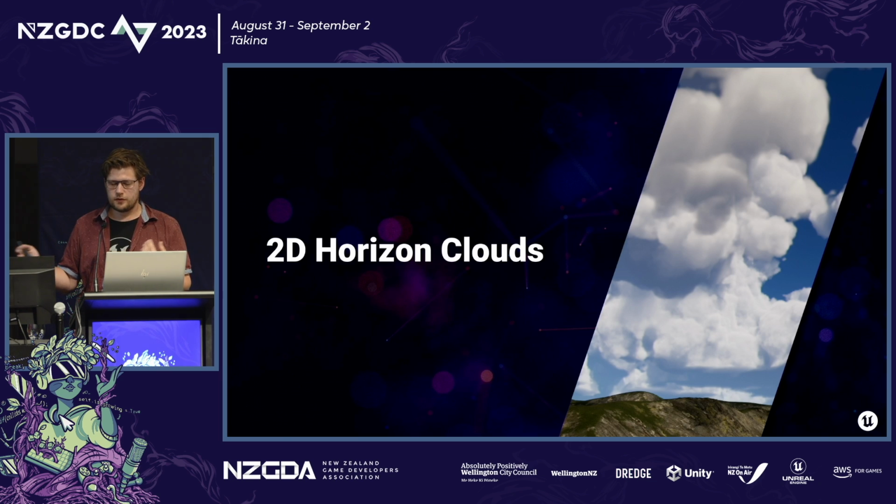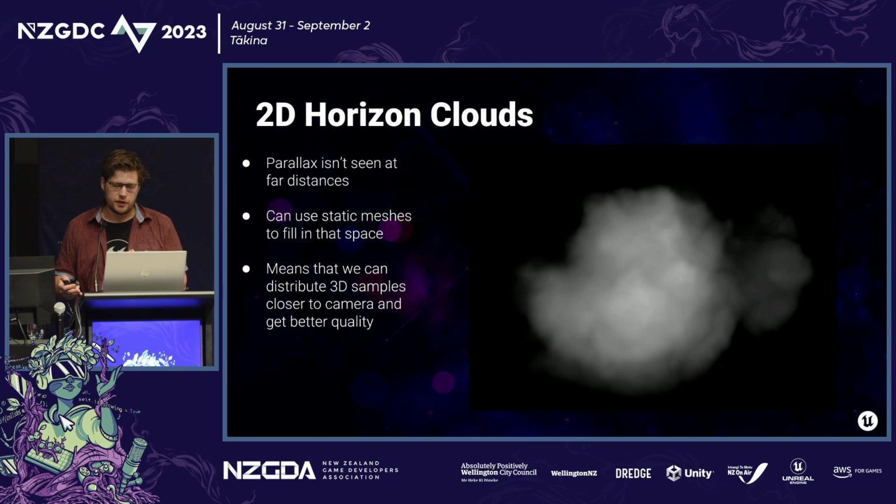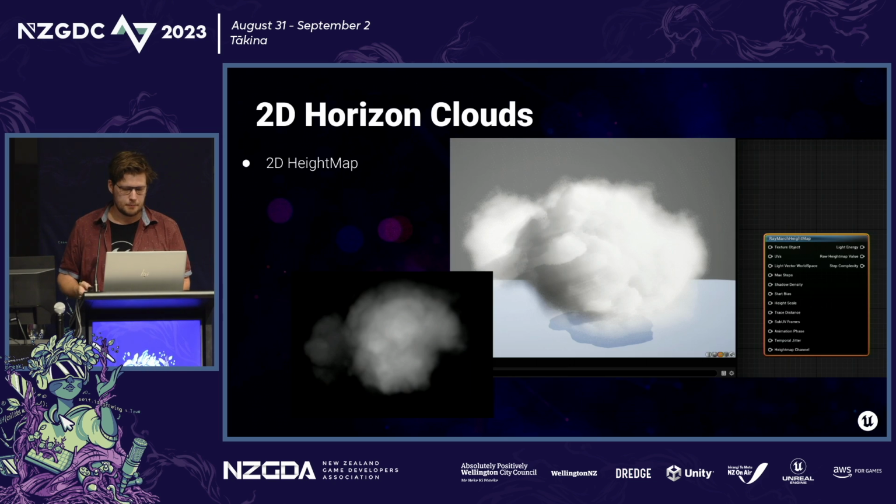So if you are limiting your tracing to a certain distance and setting that max sample count to a specific distance, then what you can do is use these 2D cards to fill in gaps on the horizon. So here what I'm doing is I'm using a 2D height map, which represents a cloud, and I'm using a node that exists in the engine, which is the Raymarch height map node, which actually calculates 2D shadows for you based on a 3D sun direction.